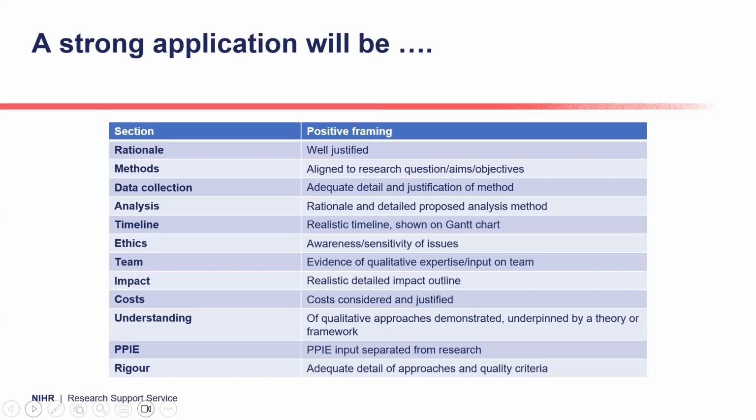And this is my last slide, summarizing everything that I've been talking about on how to draft a fantastic qualitative grant application. The reviewers would love your application if the rationale is well justified, if your methods, data collection, and analysis are clearly described and aligned with your research question, if your timeline, your impact, and your costs are realistic, if you have considered the ethical aspects and made sure you have a rigorous qualitative design, and if you have separated your PPI from your qualitative research.